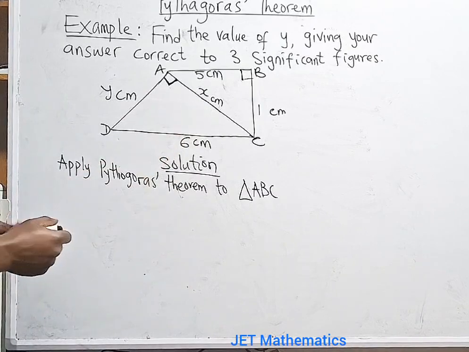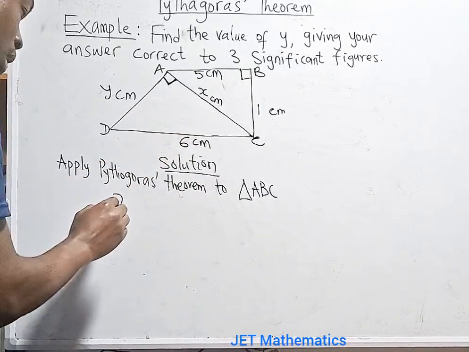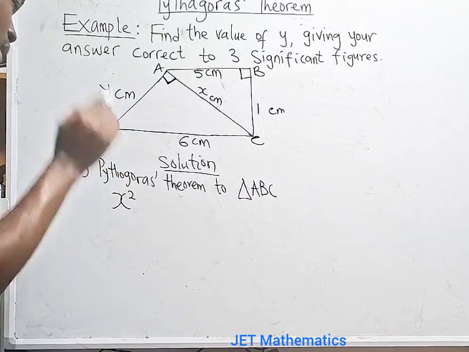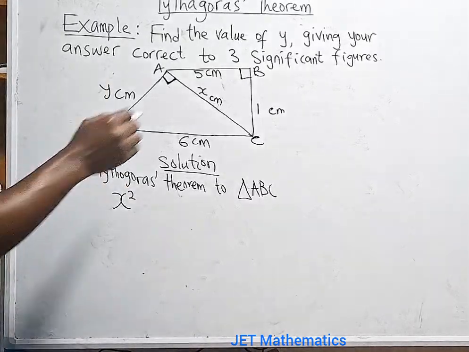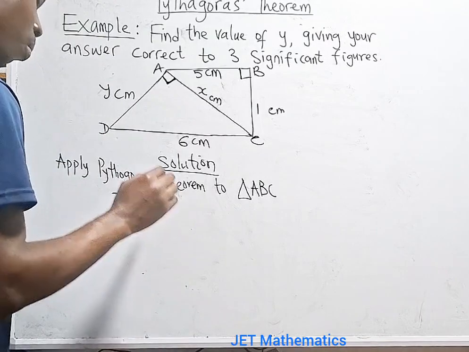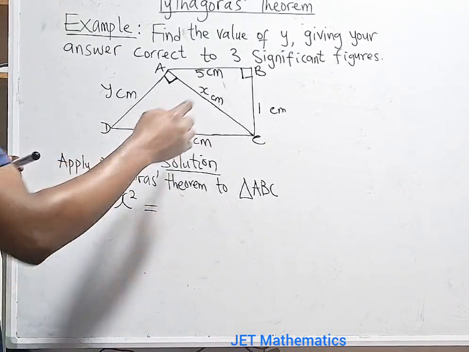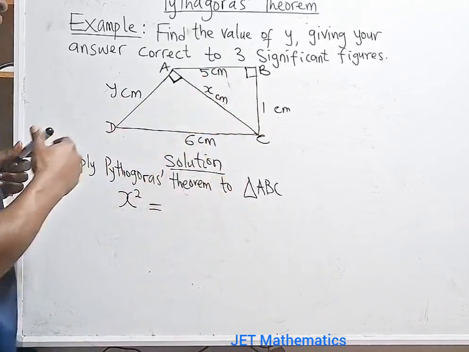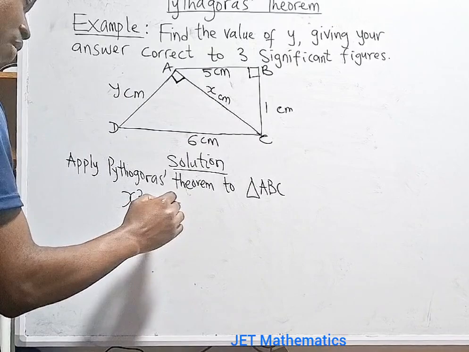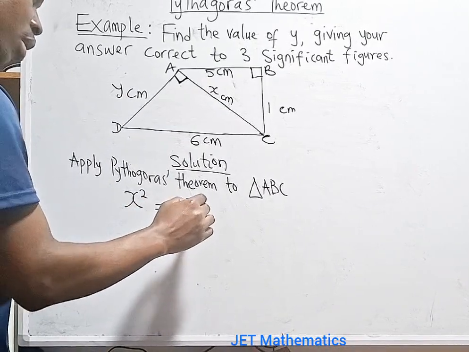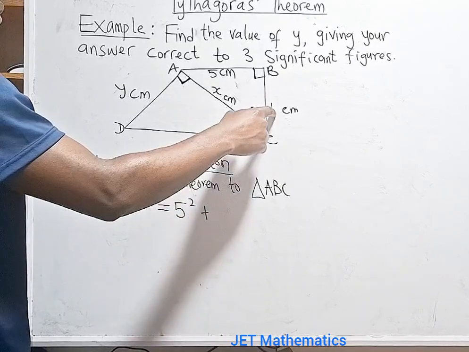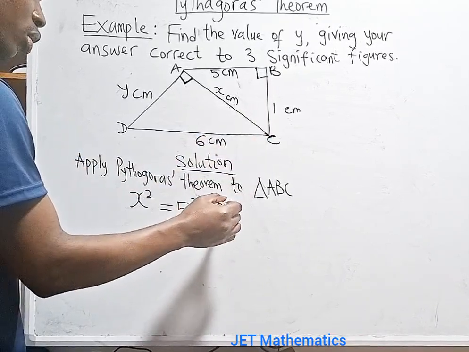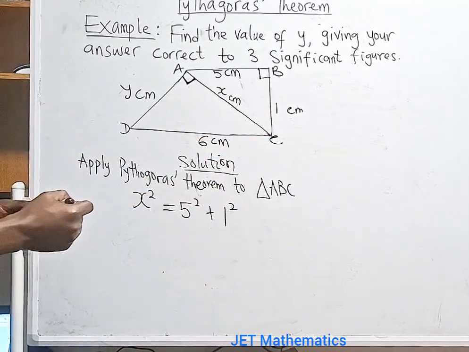So we are going to say x squared. You already know how to work the Pythagoras. So the hypotenuse squared is equal to the sum of the squares of the legs. So we have 5 squared plus 1 squared. Are we good?